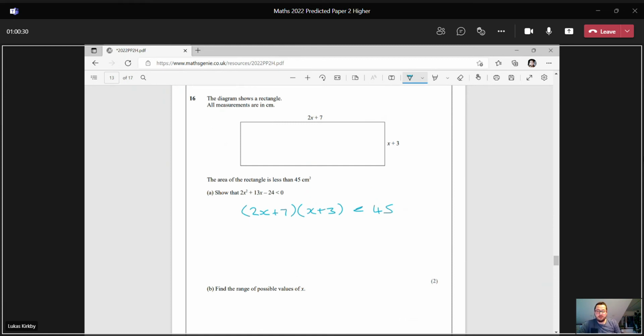So let's expand these brackets. 2x times x is 2x squared. 2x times 3 is 6x. 7 times x is 7x. Oops.